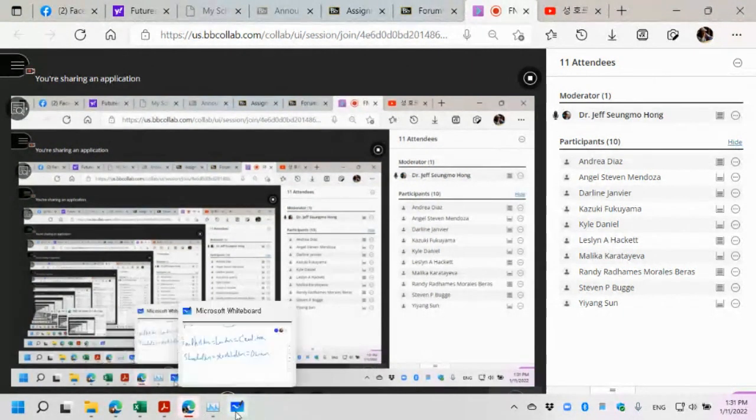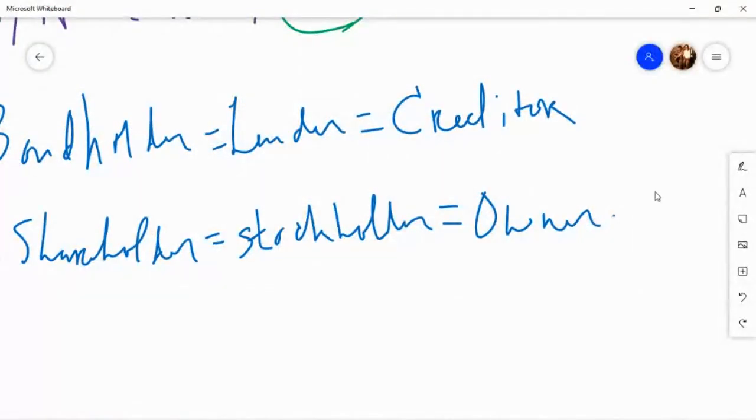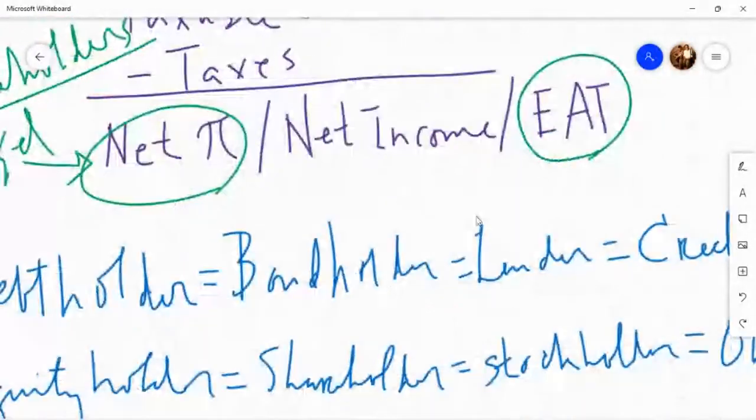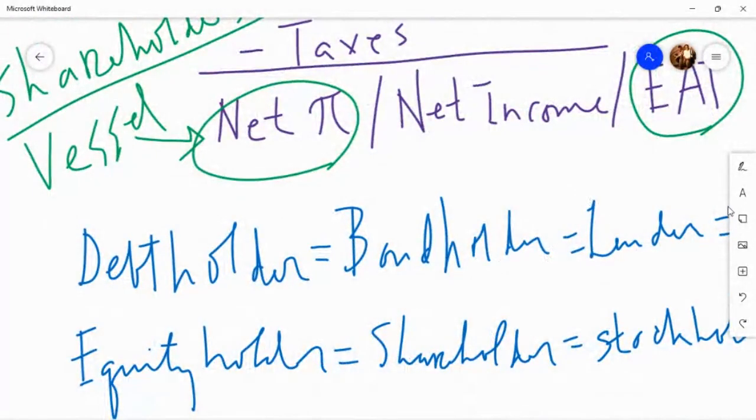So here's the thing. I said owners. So the profit belongs to the owners. I wrote a lot here. But I told you it doesn't need to get distributed. Why? It doesn't need to get distributed. Why?